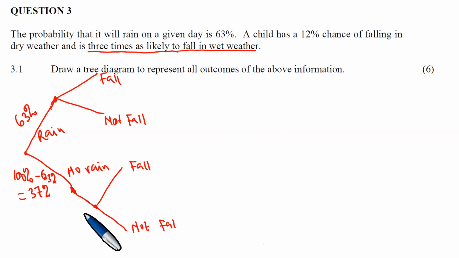Okay, let's look at if there's no rain. If there's no rain, then it's dry, and the chance of the child falling is 12%. And the chance of the child not falling, if 12% is the chance of falling, is going to be 100% minus 12%, and this is exactly 88%. So it's like the complement of that. Falling and not falling are complements.